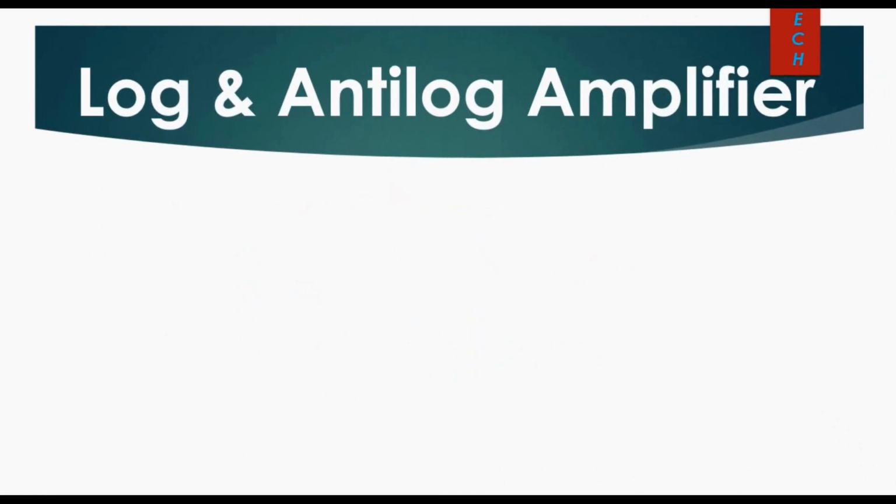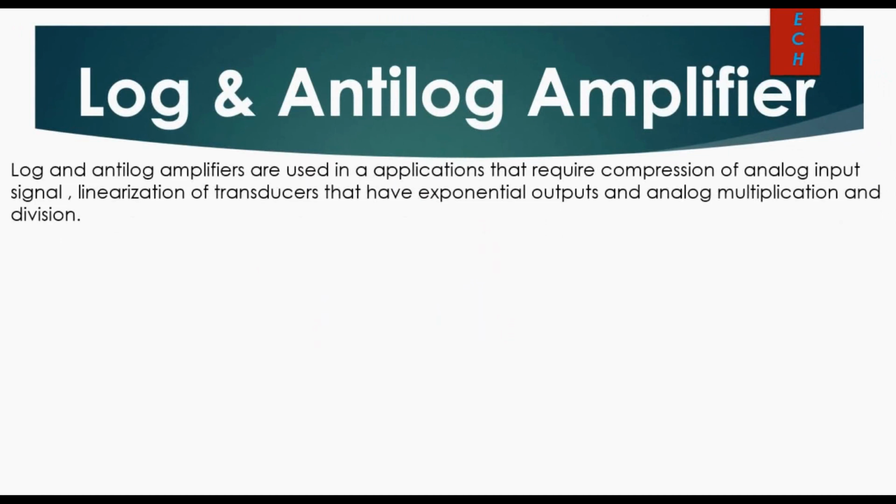So let us understand why we need log and anti-log amplifier. What is the exact application and need of log and anti-log amplifier, right? So basically log and anti-log amplifiers are used in applications that require compression of analog input signal, linearization of transducers that have exponential outputs, and analog multiplication and division, right? So these are the areas where the log and anti-log amplifiers are being used, to compress the analog input signal, linearization of a transducer output, right?